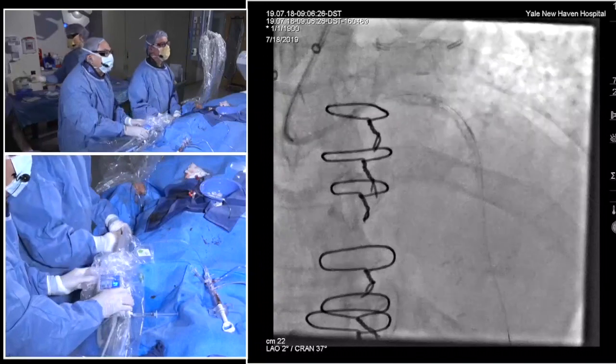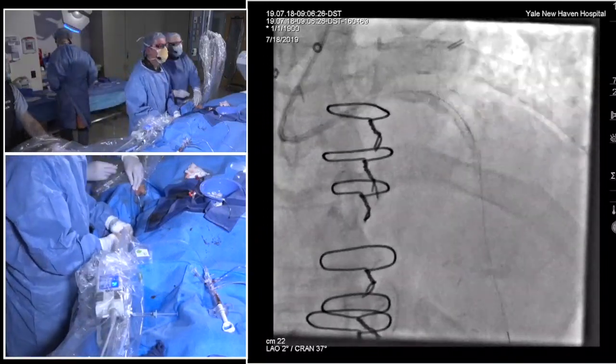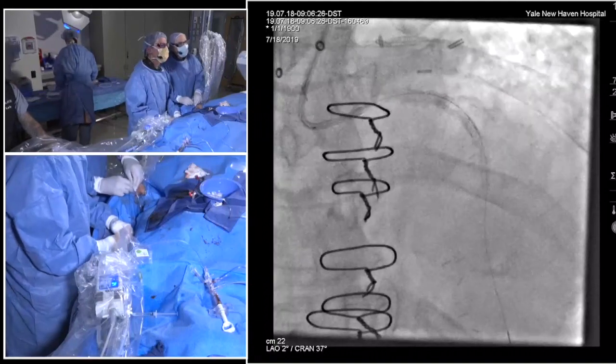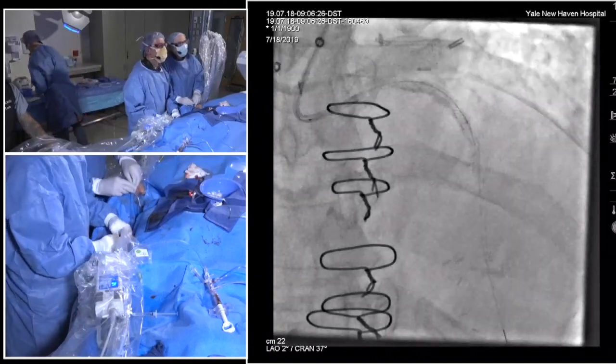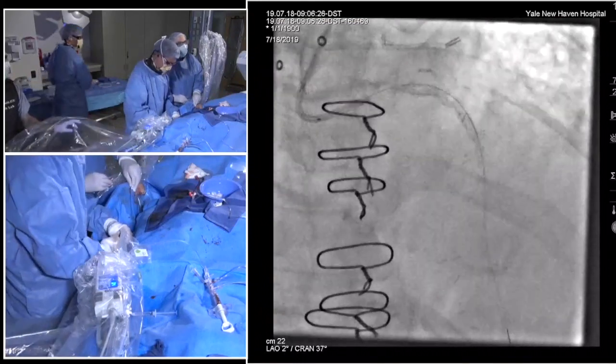Unbelievable, huh? Yeah. That kind of tells you you probably need to go 3.5 in the proximal LAD. Yeah, but try it again. I'm just going to change the angle on this. Yeah, change the angle of the wire.